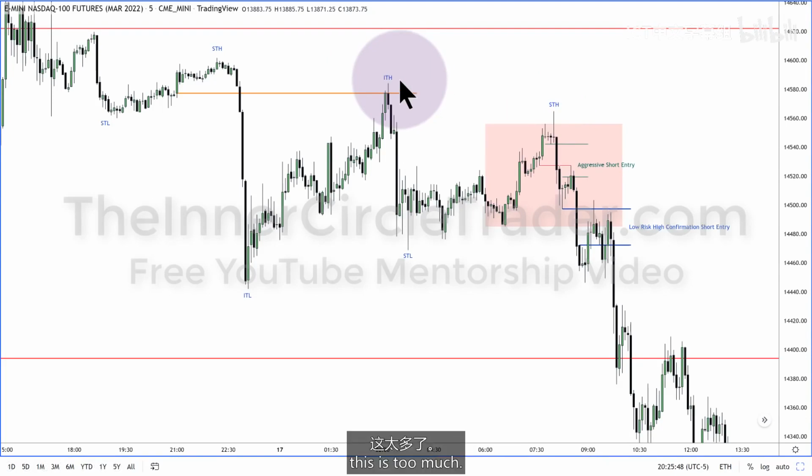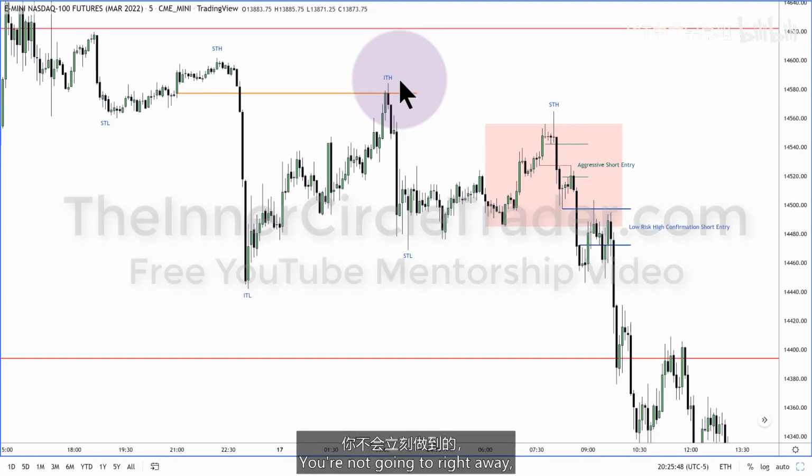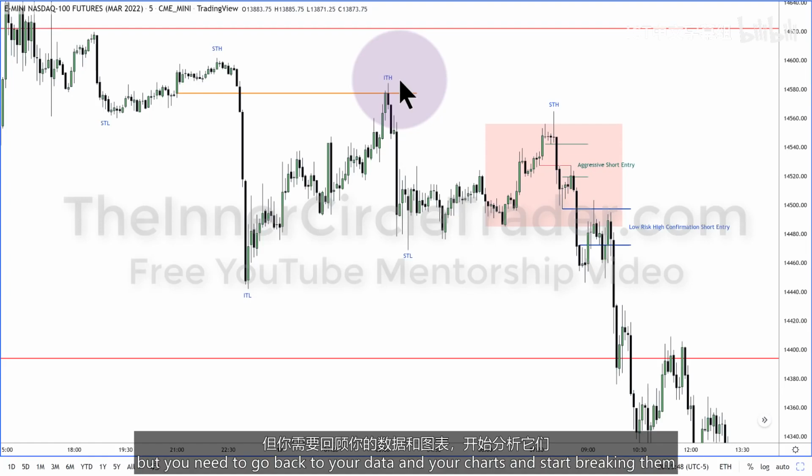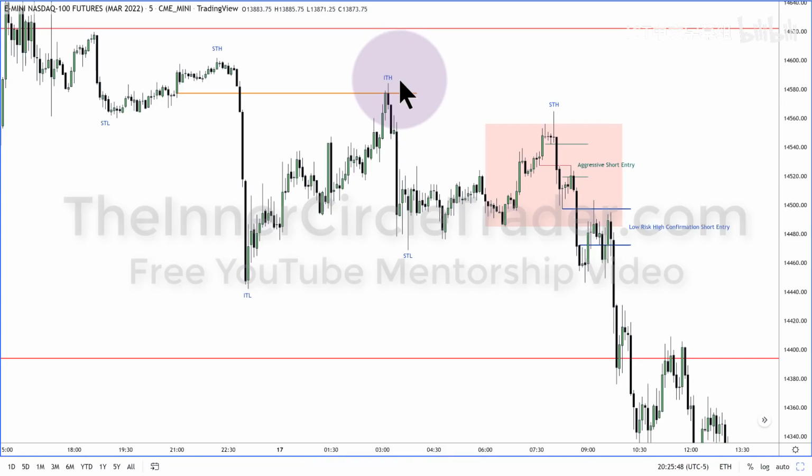Now, I know some of you are like, this is too much. How am I going to be able to go into the chart and be able to do this? You're not going to right away. But you need to go back to your data and your charts and start breaking them down and classifying them like this. You have the benefit of hindsight.